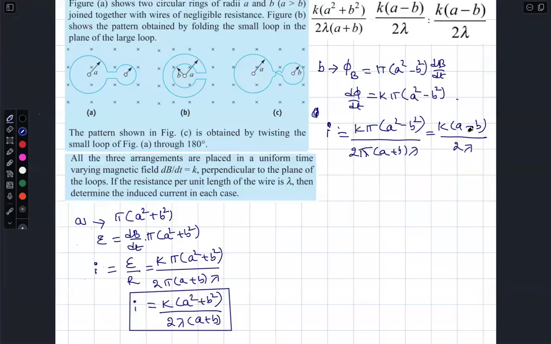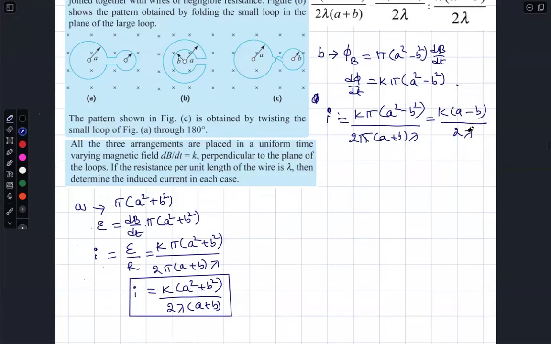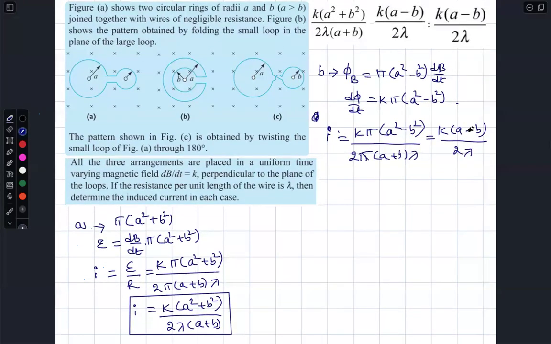Any doubt in B? Option B. Boys and girls, do you have any doubt in option B? Option B and C are same because there is a flip over here. So the EMF contribution in A and the EMF contribution in B drive current in opposite sense.